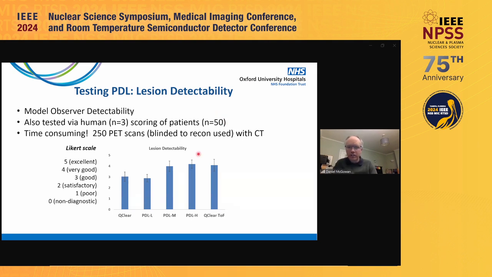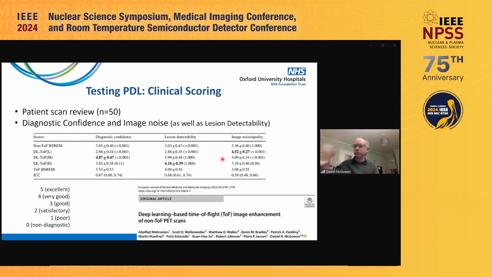So these are the results on the lesion detectability. You can see with the non-time of flight algorithm, we had a good score, around about 3. They all scored on a Likert scale, non-diagnostic up to excellent, and nothing was scored non-diagnostic or poor, which is great. And you can see as you increase the strength of the PDL, PDL low is pretty similar to Q-Clear in terms of lesion detectability. As you increase the strength of the PDL, you're getting closer to the Q-Clear time of flight that the system had trained on.